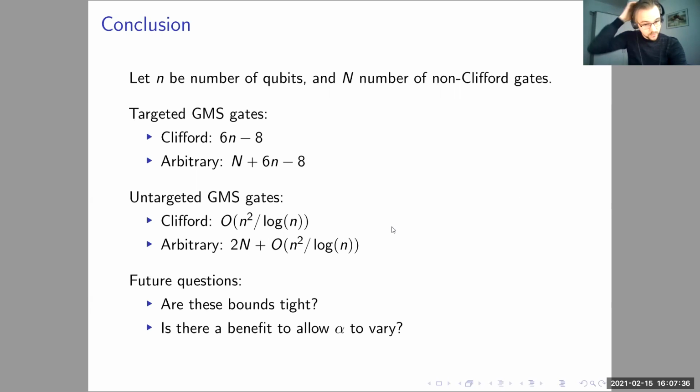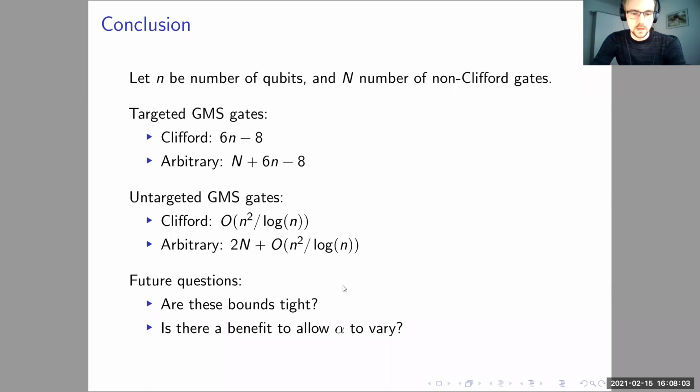Some future questions here: how tight are these bounds? For instance, in the n is 2 case here, we get 4. I think you should be able to do it with 3, but I'm not sure. And this, I think, might be pretty tight. At least there's a linear dependence on the number of non-Clifford gates. I'd be surprised if you could do it in a sublinear number of gates.